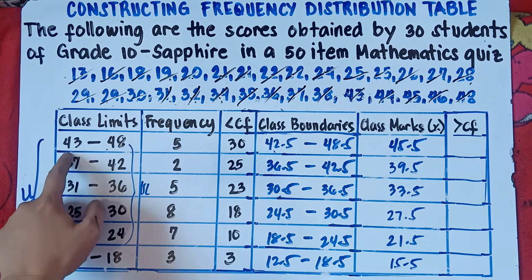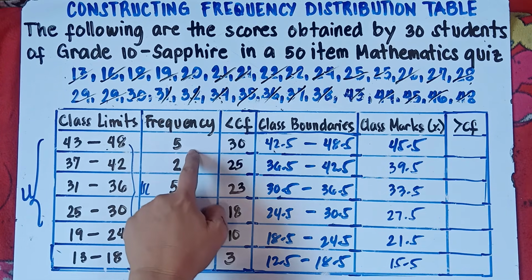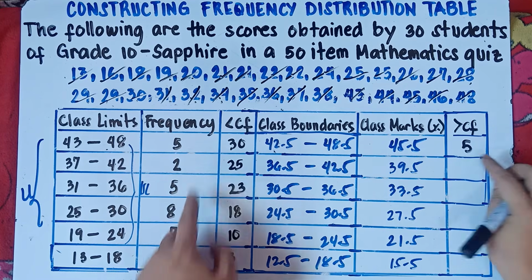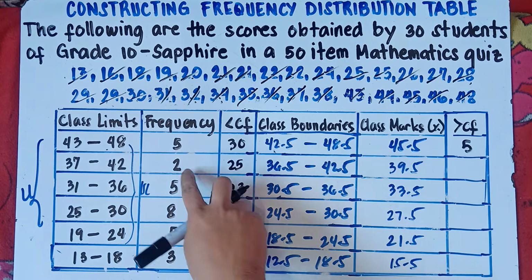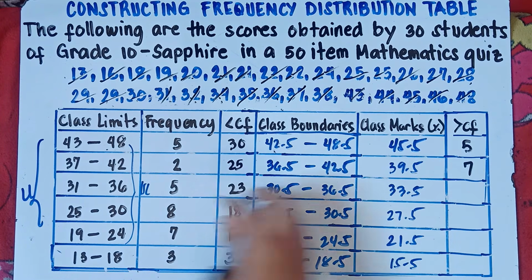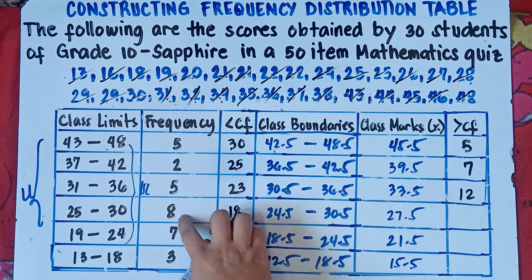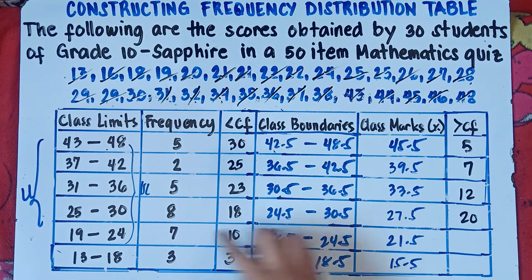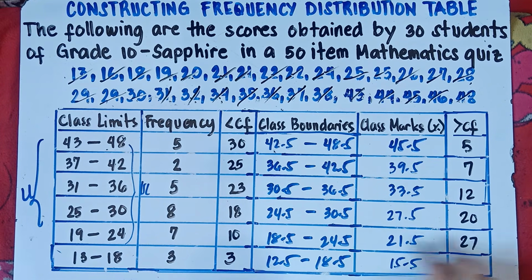Once again, our highest score is 43 and 48. You copy the frequency. So this is 5. Then you add diagonal. 5 plus 2, that's 7. 7 plus 5, that's 12. 12 plus 8, that's 20. 20 plus 7, that's 27. 27 plus 3, that's 30.